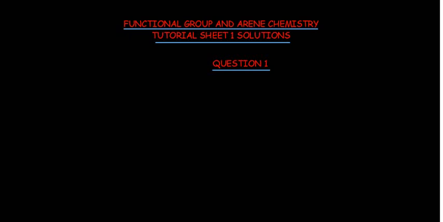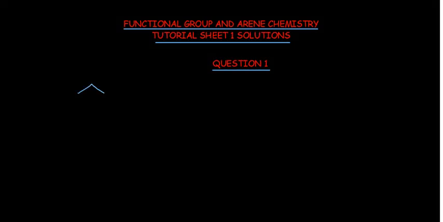Okay, welcome to this functional group in organic chemistry tutorial, sheet 1 solutions, question 1. Question 1 was about nomenclature of aldehydes and ketones. Aldehydes have a functional group of this structure. These are aldehydes, and naming them, the suffix will always end with this.